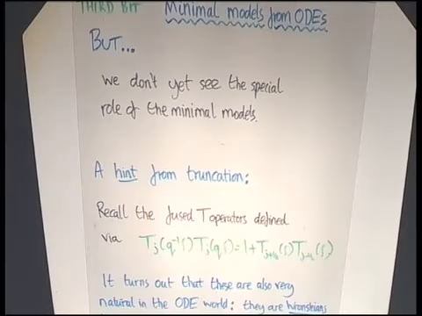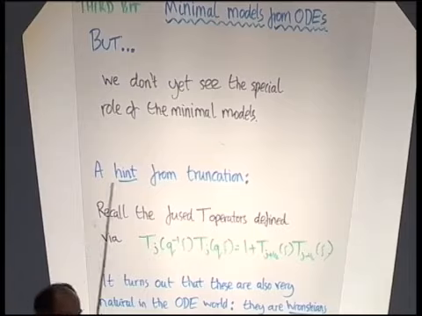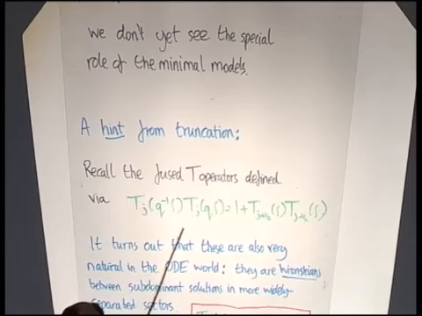Okay, so the one thing we don't get, so at least I'm going to mention the problem that we've tried to address in this later paper, if not actually tell you the solution really. The one thing we don't get to see is any special role for minimal models. We've got this continuous family of things, but we don't actually see where the minimal models are special. Well, there's actually a hint from truncation. So I'll tell you how truncation works in this, and then I think I'll have to stop.